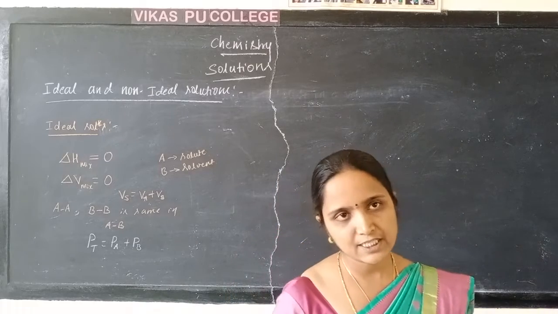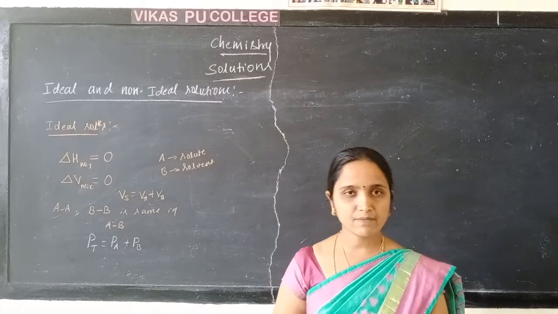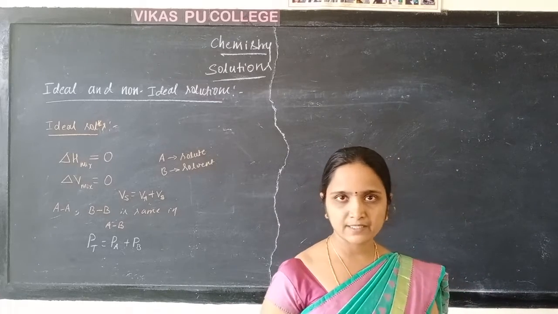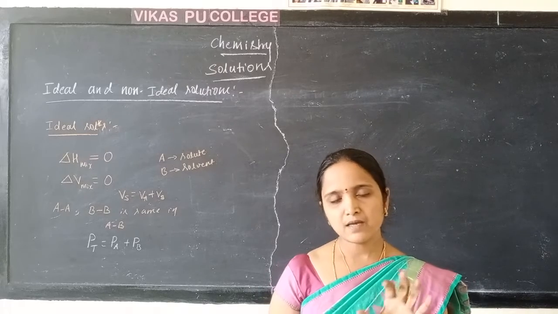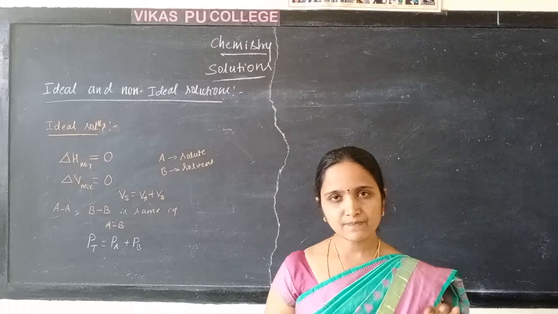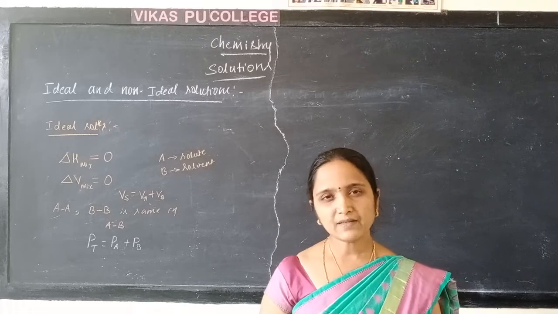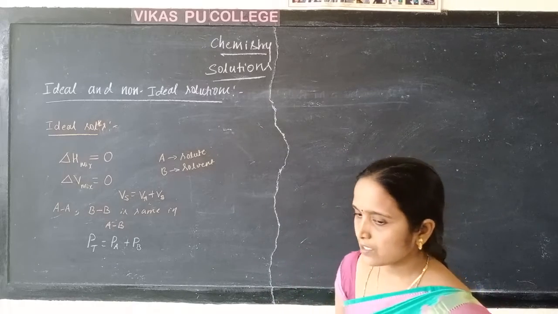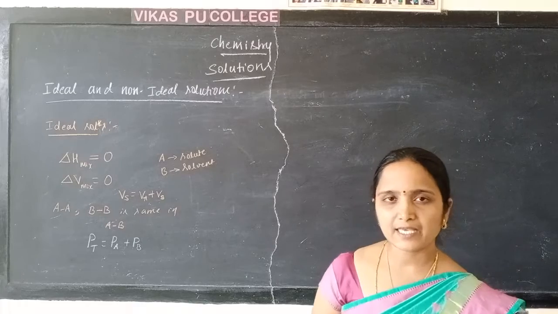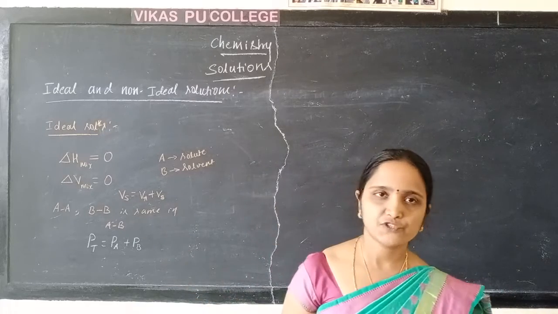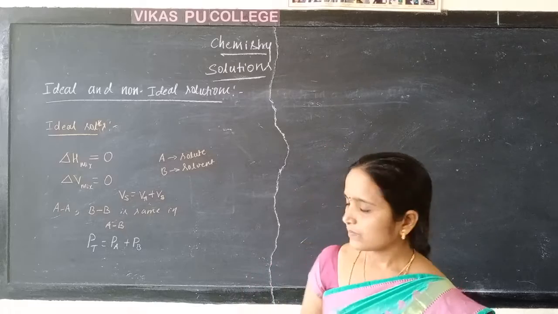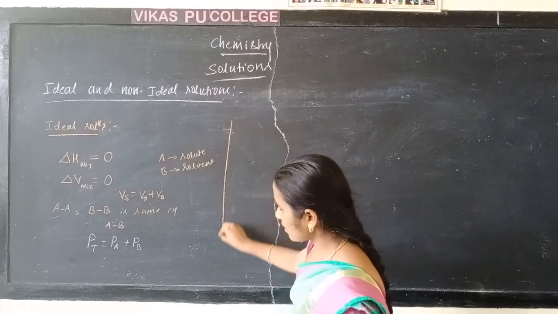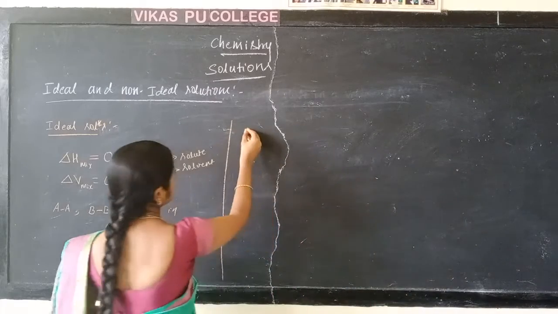Examples of ideal solutions: n-hexane and n-heptane is an example, benzene and toluene is an example, and bromobenzene and chlorobenzene is an example of ideal solutions. This is about the characteristics of the ideal solution. Next we are going to discuss the non-ideal solutions.